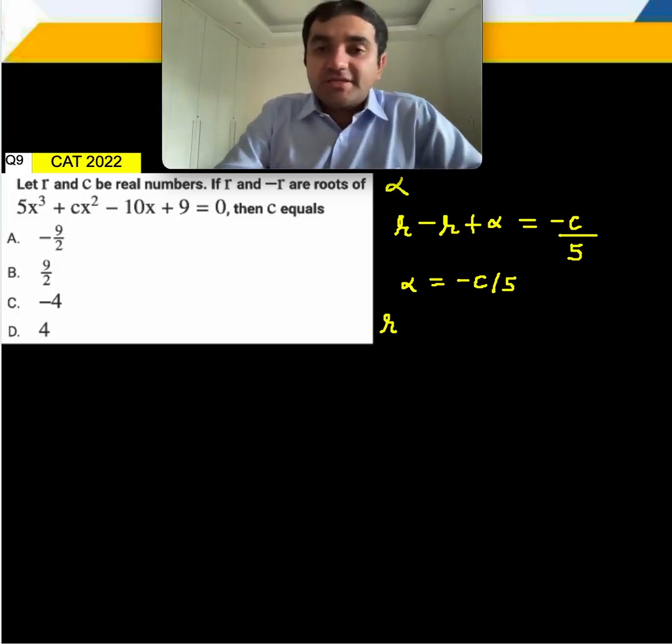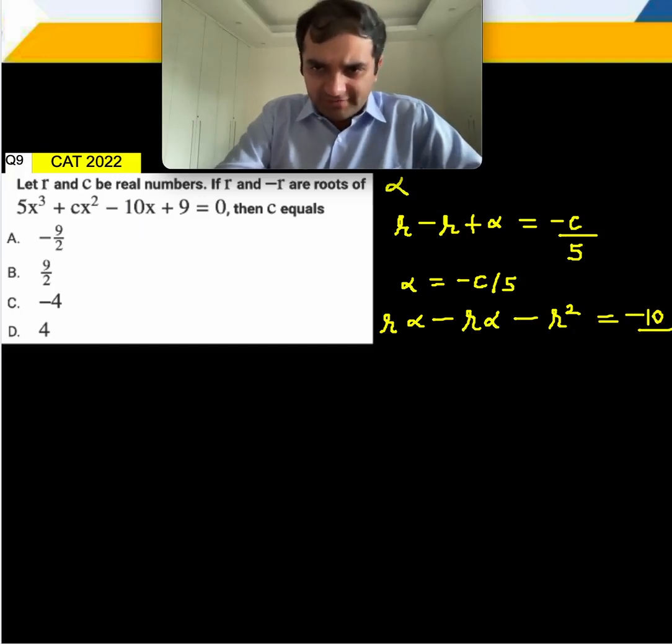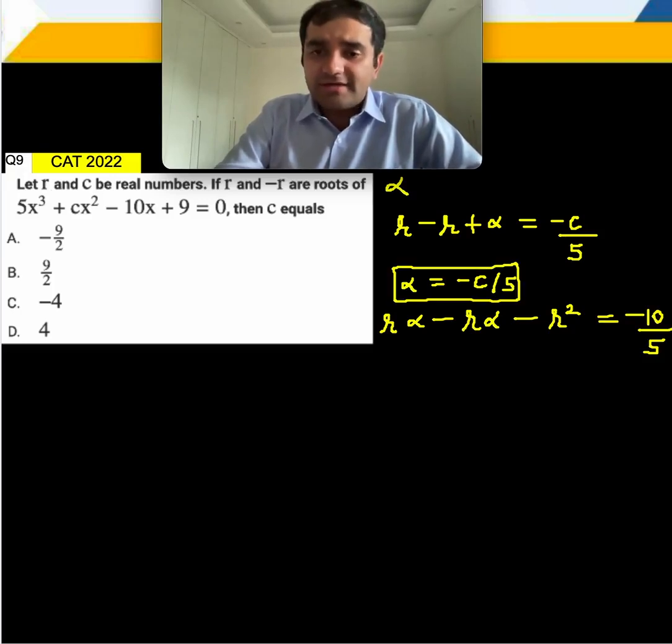Now let us take the sum of roots 2 at a time. So r alpha and minus r alpha, and then r and minus r becomes minus r square. 2 at a time becomes c upon a, that's minus 10 upon 5. The r alpha terms cancel, so r square is equal to 2.